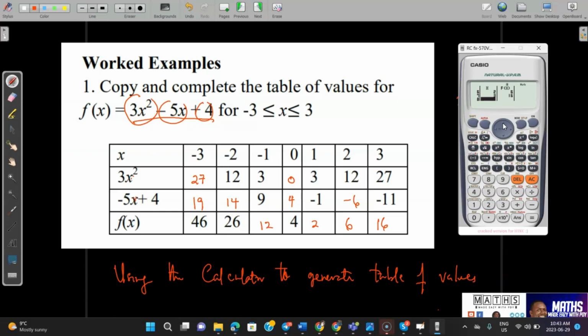Please, you said the steps. It stands for what? The step talks about the interval. The step tells you the difference between one x value and the other. Okay. Yes.